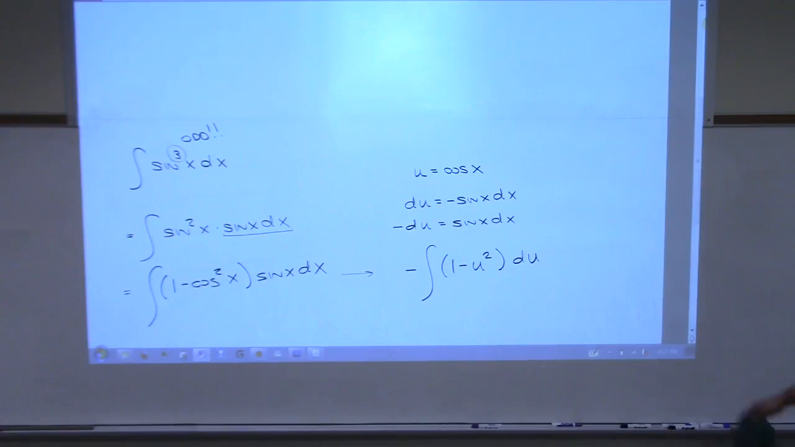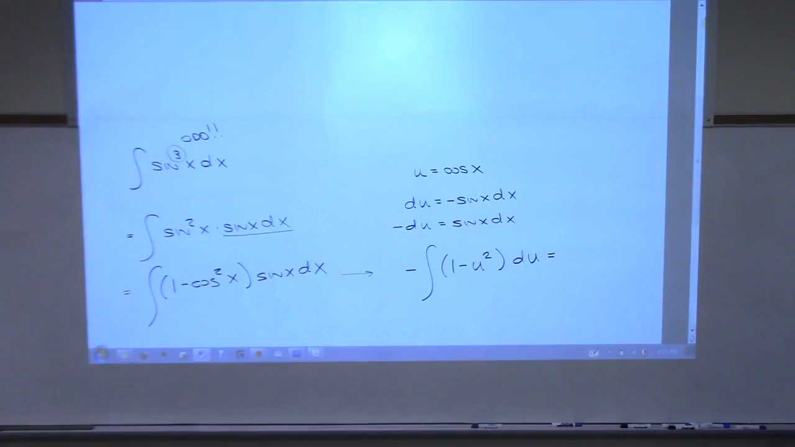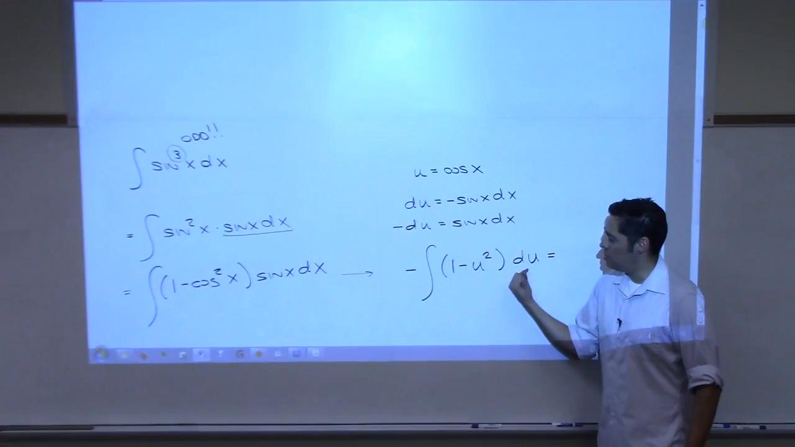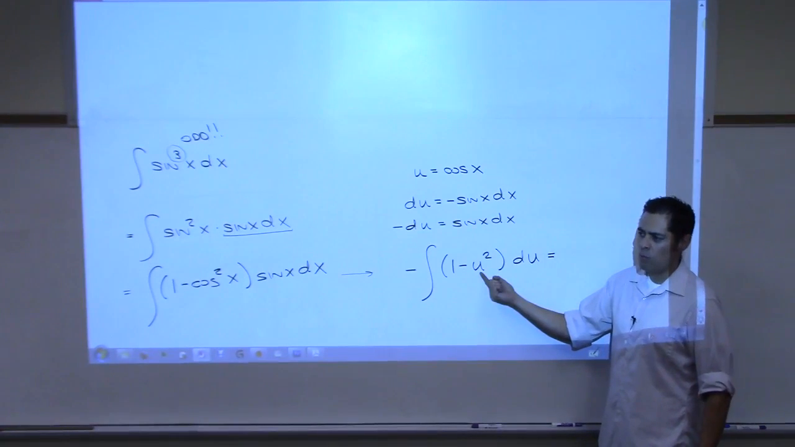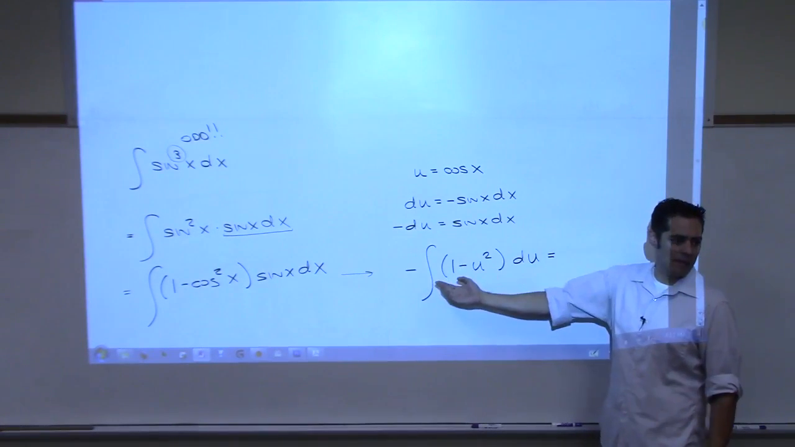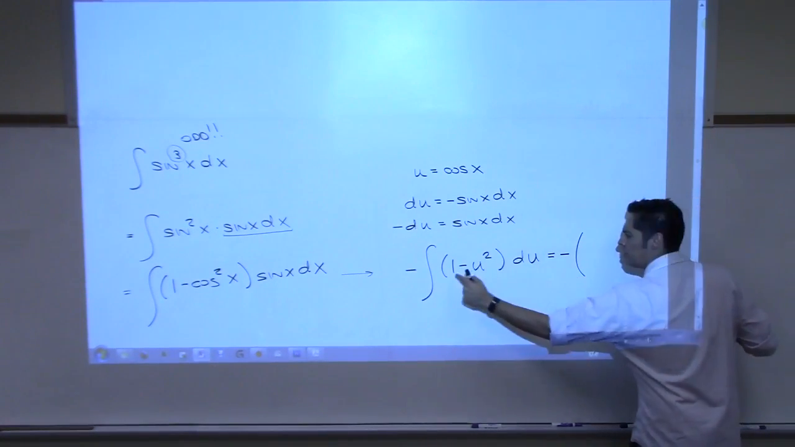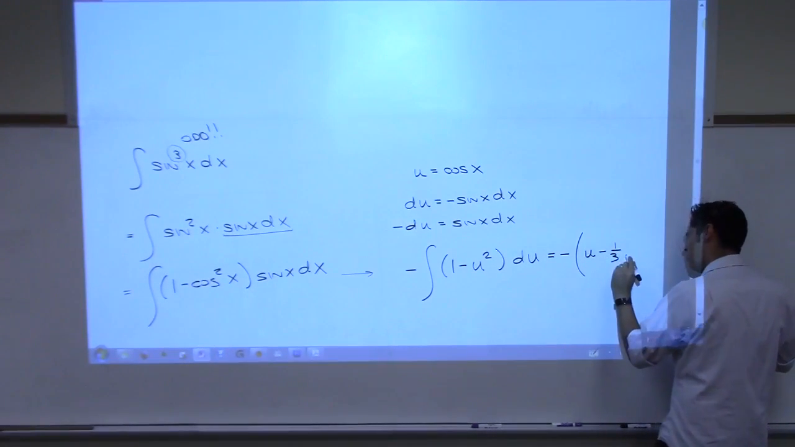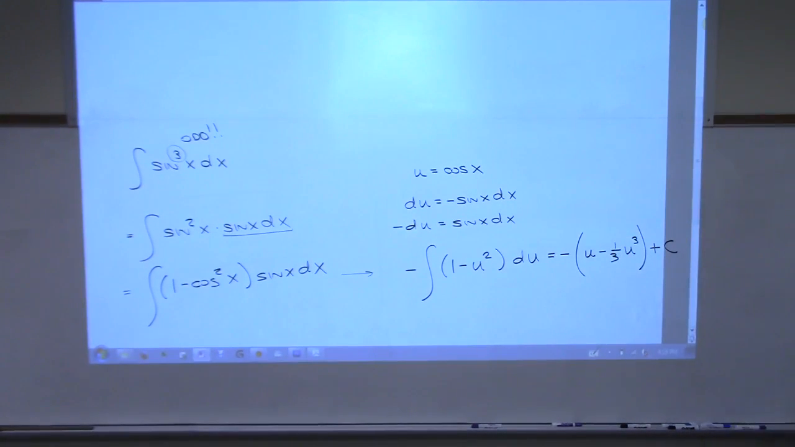And can you integrate that? I hope so. If you can't, you're going to have a long weekend if you're going to get up to speed, right? Antiderivative of 1 with respect to u is u, and then antiderivative of this, 1/3 u cubed, right? And then we have a negative in front of all of it. So I'll leave the negative out there. Antiderivative of 1 is u. Antiderivative of that is negative 1/3 u cubed plus c. Y'all get that?